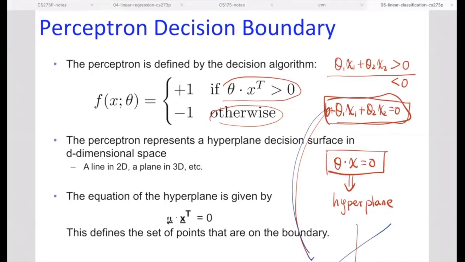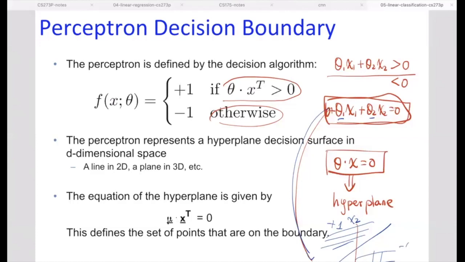So this is x1, this is x2 here. And theta 1, theta 2 are the parameters determining the slope and the intercept of this line. Above the line would be labeled with 1, potentially 1 or -1, and below the line would be labeled with the different label. So that's in a 2-dimensional space.